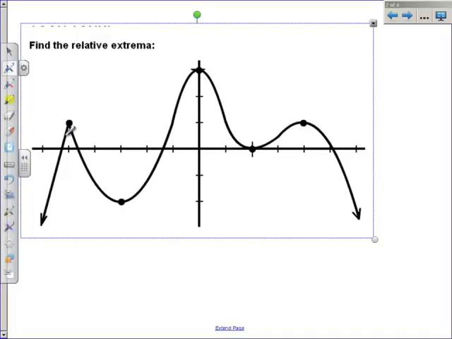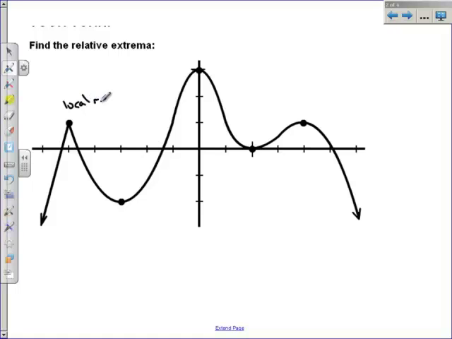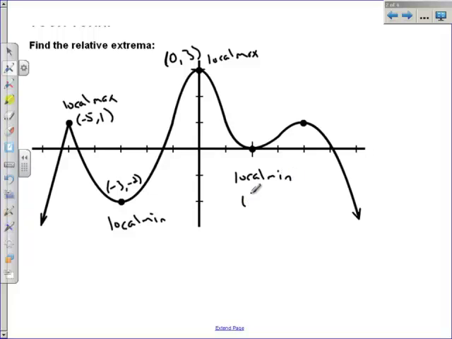So here we've got a graph that turned once, twice, 3 times, 4 times, 5 times. Let's label these. This is a local maximum, and it happens at negative 5, 1. And then here is a local minimum, and that happened at negative 3, negative 2. Here's a local max at 0, 3. And here is a local minimum at 2, 0. And here I've got a local max at 4, 1.